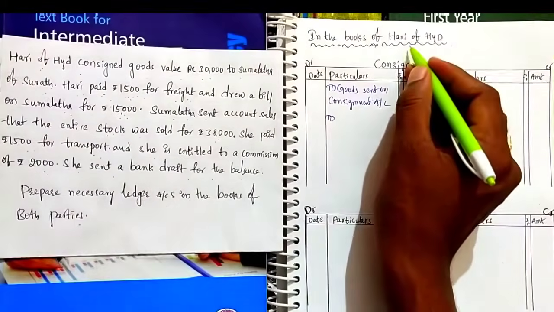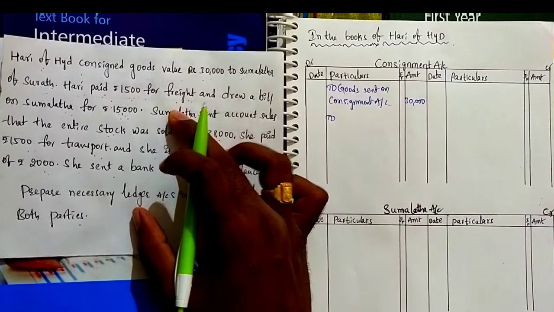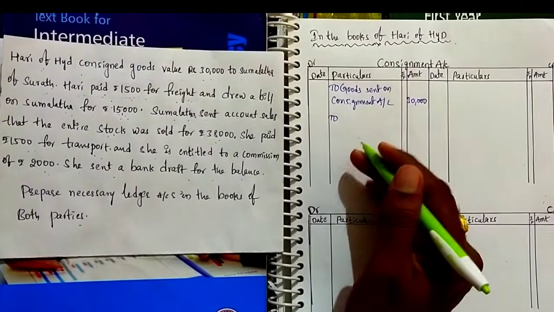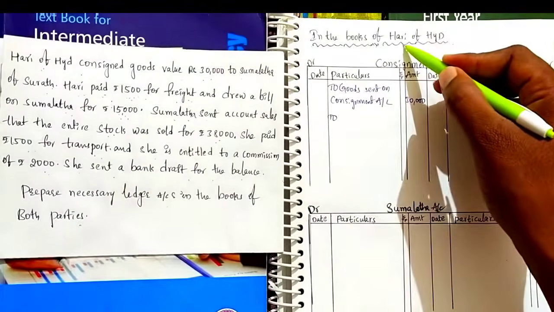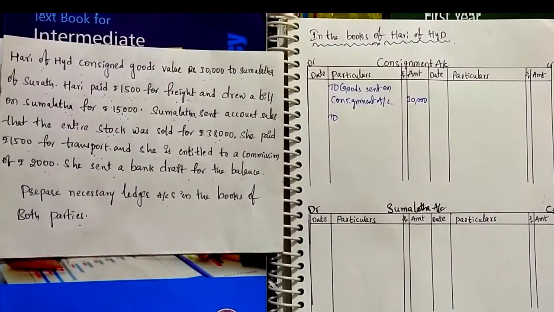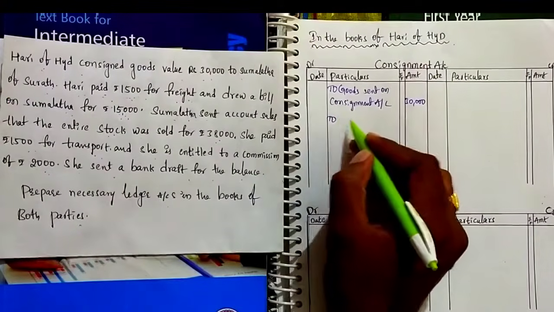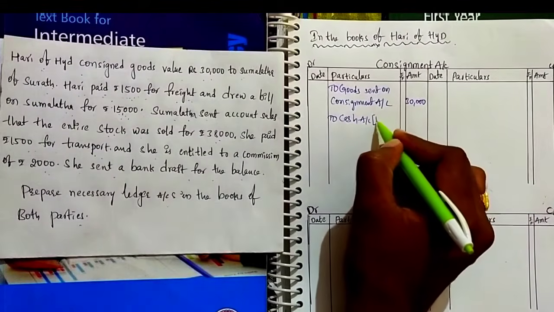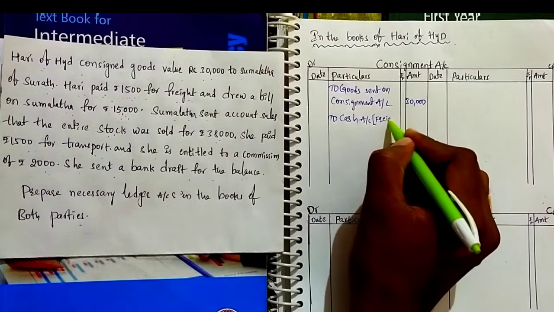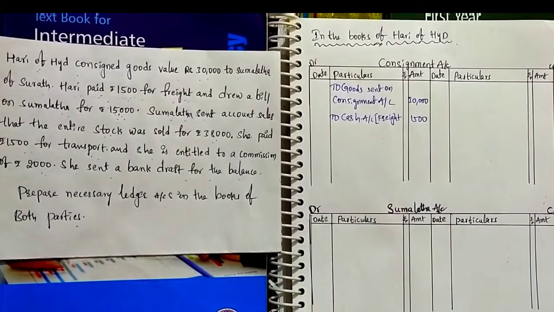Who paid? Hari. We are preparing in the books of Hari. Hari paid freight, so cash goes out at the time of payment of expenses. Cash goes out from the business of Hari. When cash goes out, cash account is credited. So obviously consignment account is debited, cash account is credited. To cash account, in the bracket freight. How much? 1500 rupees. That's it.